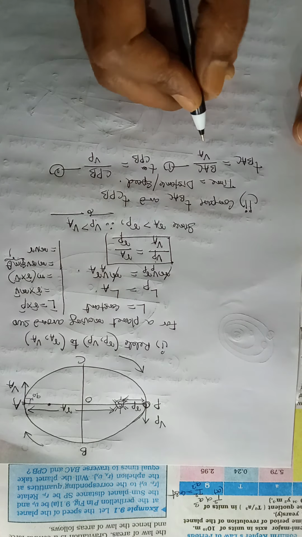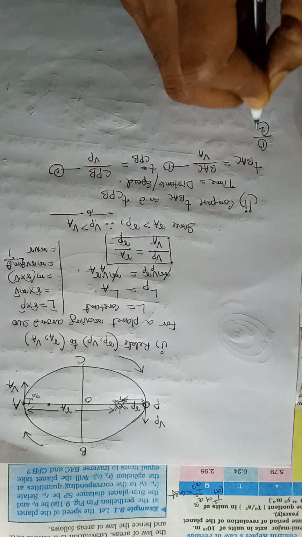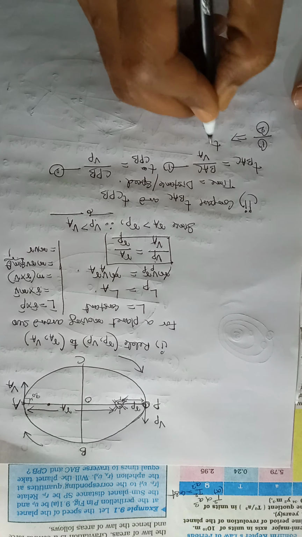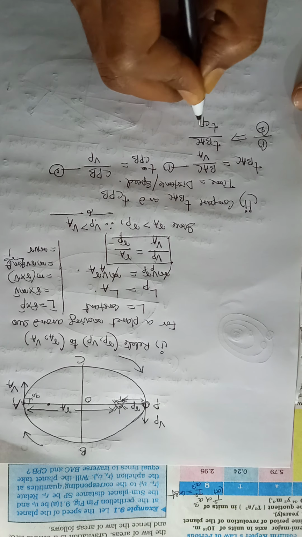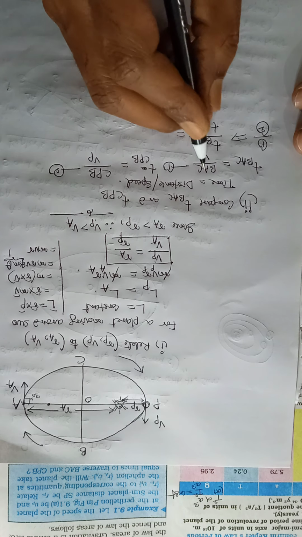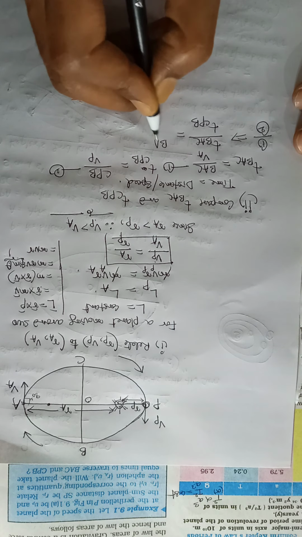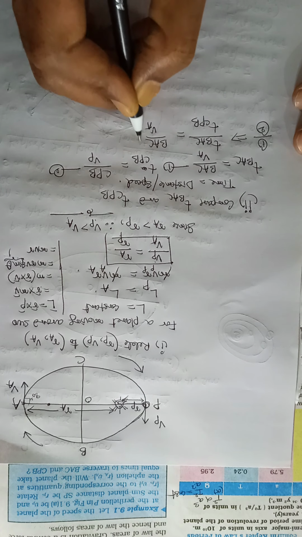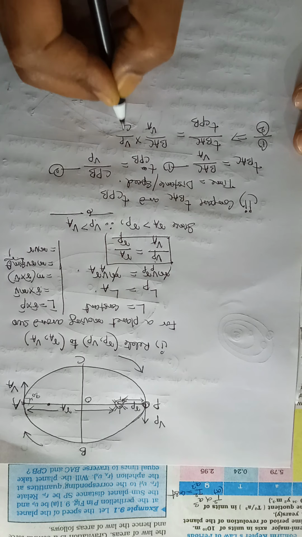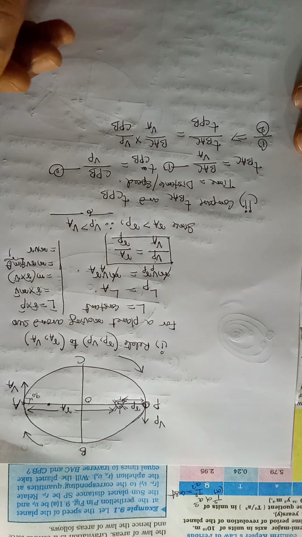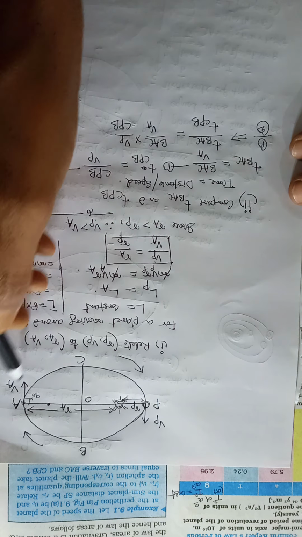Now let us take a ratio of these two times. First equation divided by second equation gives, on the right hand side, BAC by Va, and this written reversed. You look at the diagram, BAC distance, CPB distance, same.